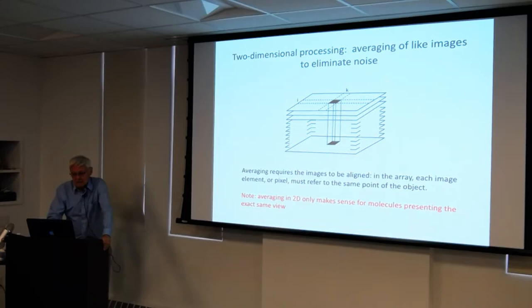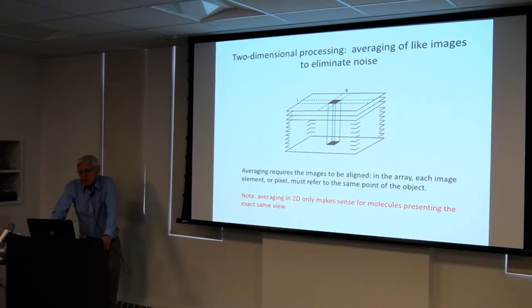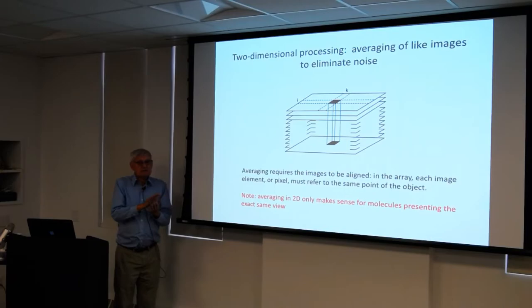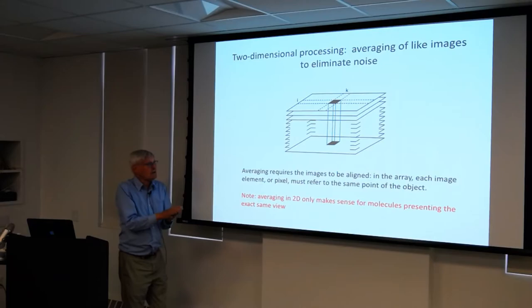Okay, so when we do two-dimensional processing, we're just talking about the projections themselves in the same plane, and we can get noise-free realizations of these by averaging. But in order to average, we need to be sure that we don't have apples and oranges. We need to align the structure that is inside of the image, so there's a translation rotational alignment, which is necessary so that the indices refer to the same content.